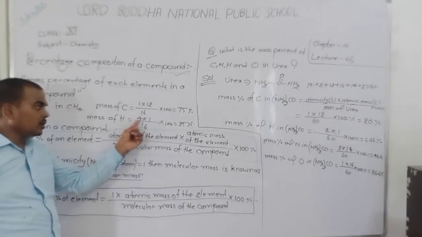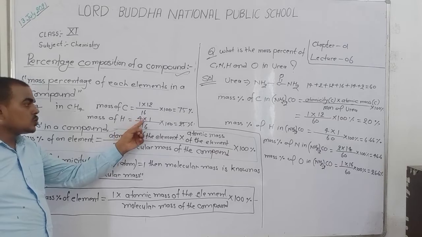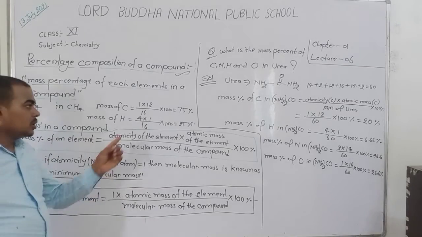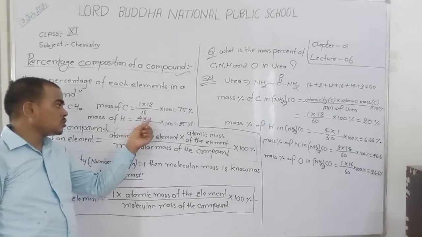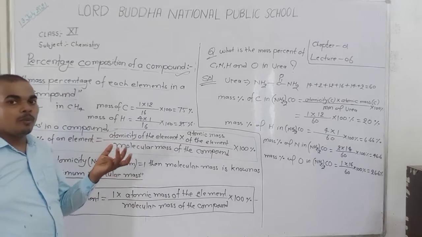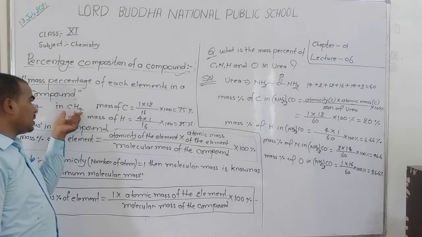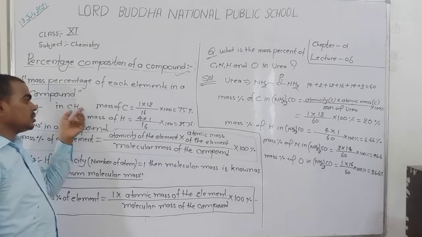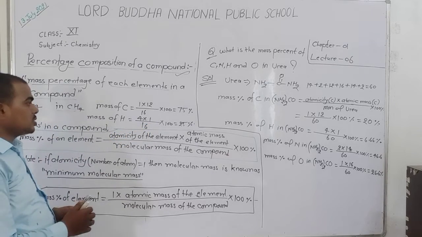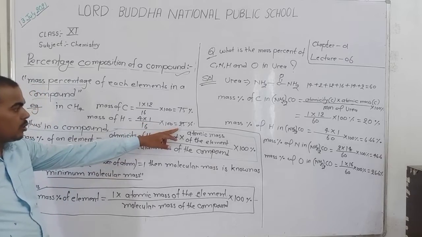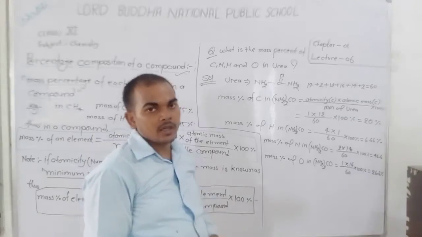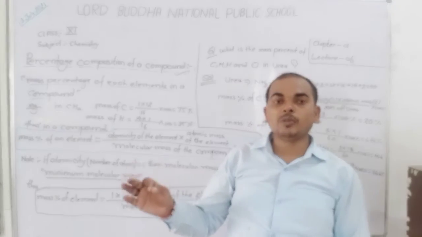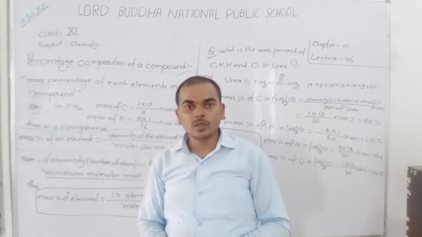So we write 4 into 1, where 1 is the atomic mass of hydrogen. You know that the atomic mass of hydrogen is 1. Here 4 hydrogens are present, so 4 into 1, upon the molecular mass of the compound. The compound is CH4, so the molecular mass is 16, into 100. By the calculation, we obtain 25%. That means in CH4, methane, 75% carbon and 25% hydrogen are present.